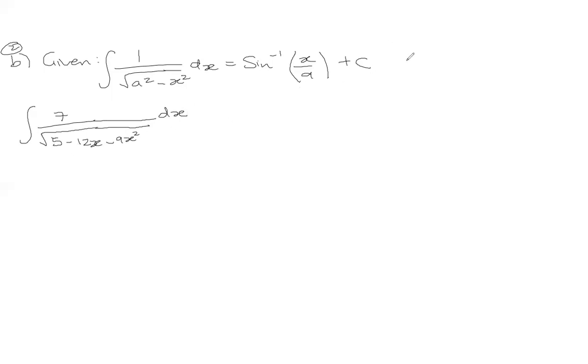And we've also been told, just write it up here, that 5 minus 12x minus 9x squared is equal to 9 minus 3x plus 2 squared, right? So the first thing we'd do is go and replace this with what we're given in the question.